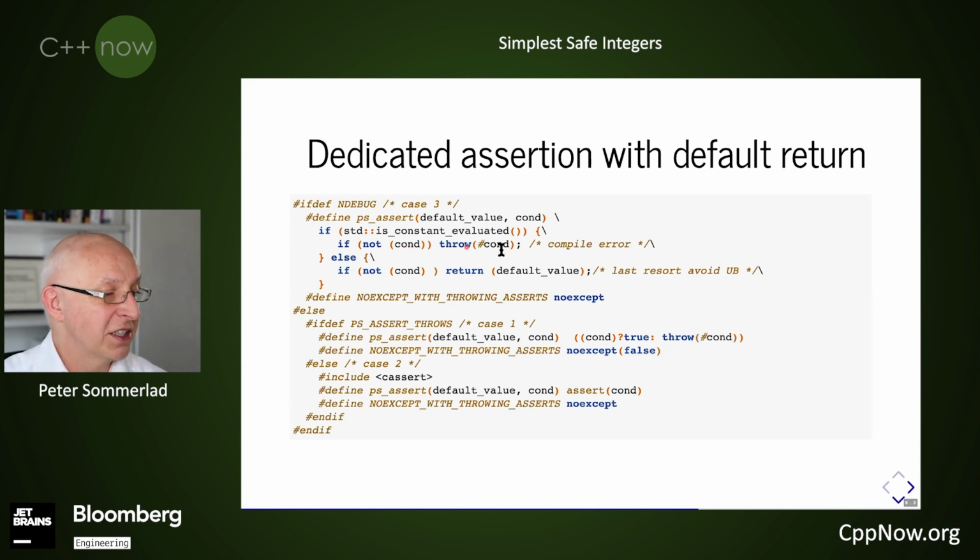And if the condition is violated, we actually use the throw statement, and this will definitely be a compile error, because if it's constant evaluated, you're in a context where you cannot throw exceptions. Otherwise, you're actually at runtime, and then, assuming we are not throwing exceptions, the only thing we can do is just return the default value to avoid the undefined behavior.